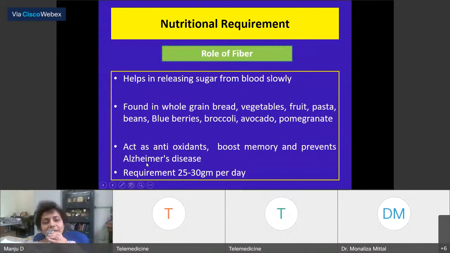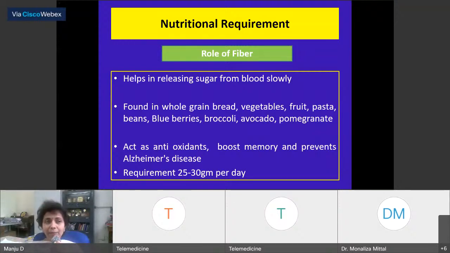And the role of fiber is very, very important. It helps in releasing the sugar into the blood slowly, so it enhances the metabolism. It is found in whole grain bread, vegetables, fruit, pasta, beans, blueberries, broccoli, avocado, pomegranate, etc. It acts as an antioxidant, boosts memory, and prevents Alzheimer's disease in these patients.